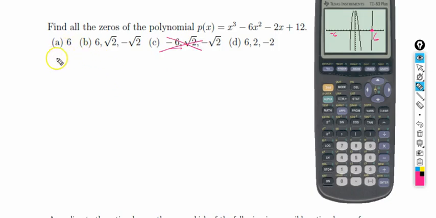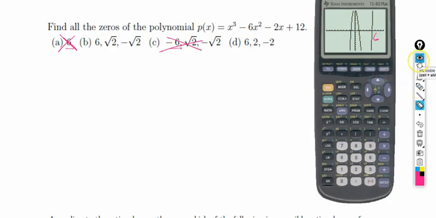And then you can see that there are 3 distinct zeros, because I have 3 distinct x-intercepts, and this is saying there's only 1 zero, 6, and maybe it's been repeated, but that's not true because we have other x-intercepts that are not 6. And then we should be able to tell the difference between B and D. We just take a better window.